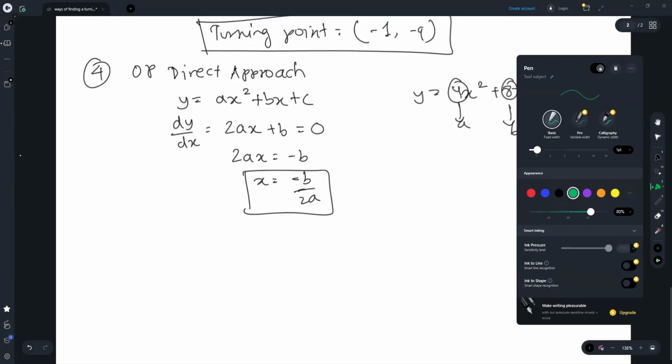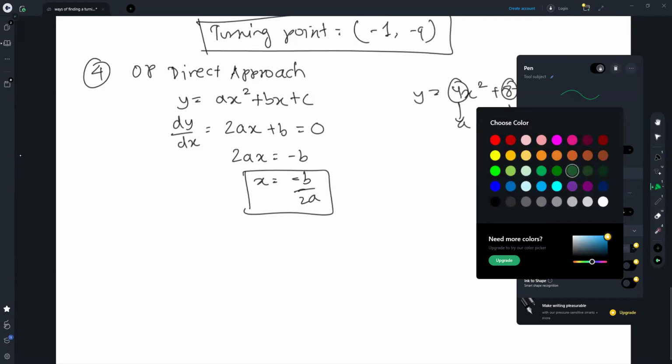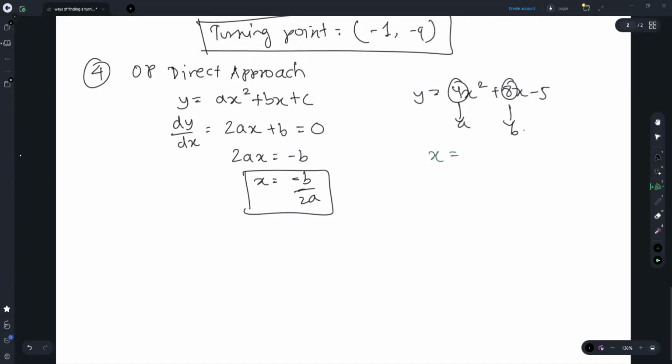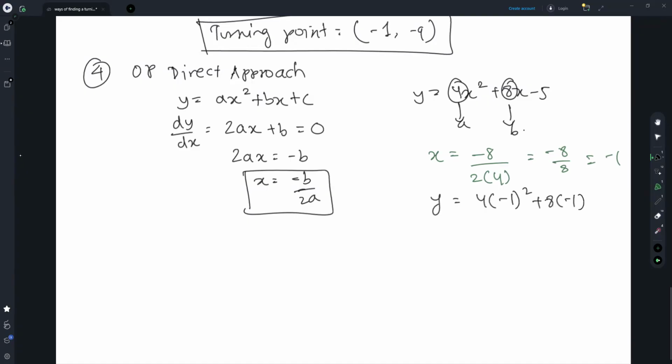You just substitute x equals minus 8 divided by 2 times 2. Sorry, 2 times 4. So we get minus 8 by 8, which equals minus 1. Now we substitute this back into the equation like before, and we get 4 minus 8 minus 5, 4 minus 13, which equals minus 9.